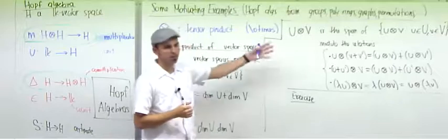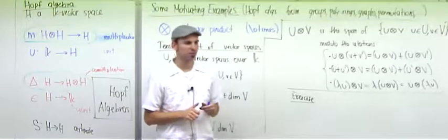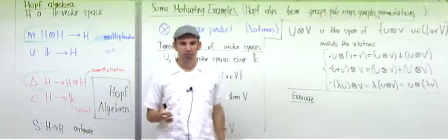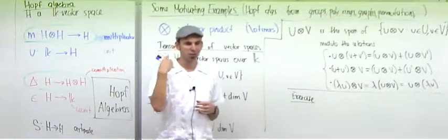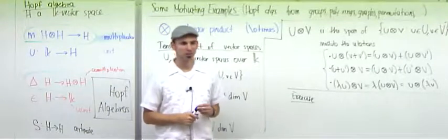This is the abstract point of view, but maybe you prefer things with coordinates. Maybe it's easier for you to think of vector spaces as R^n. And so you should think that R^n tensor R^m is going to be R^(mn).